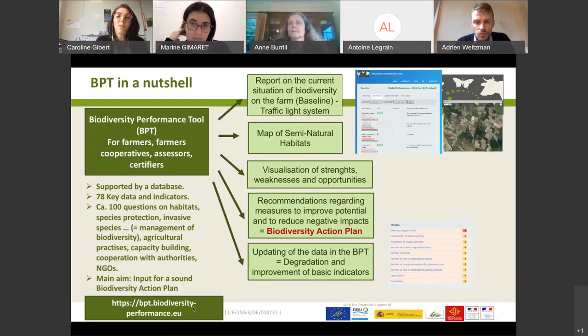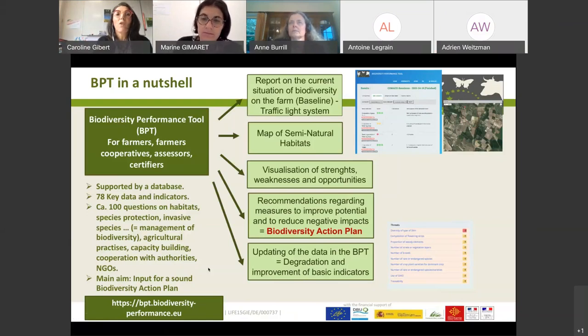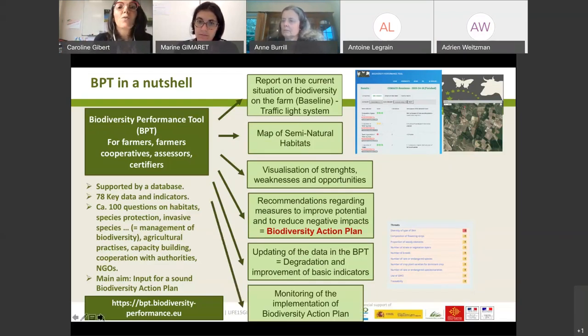You can also find a follow-up of the different assessments you do on the same farm. From one date to another, you can see what kind of indicators are degrading or improving. It could be helpful for the food sector to prioritize the actions to implement in this kind of farm, and it can also be helpful to monitor the implementation of the biodiversity action plan.